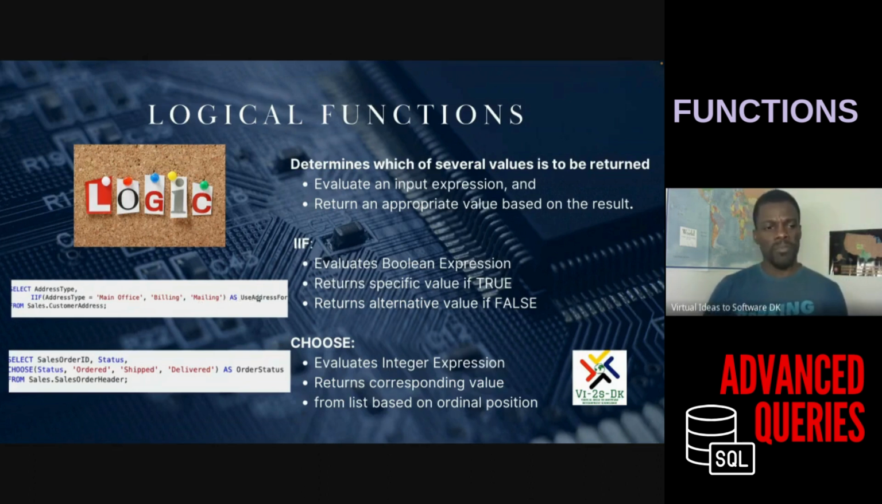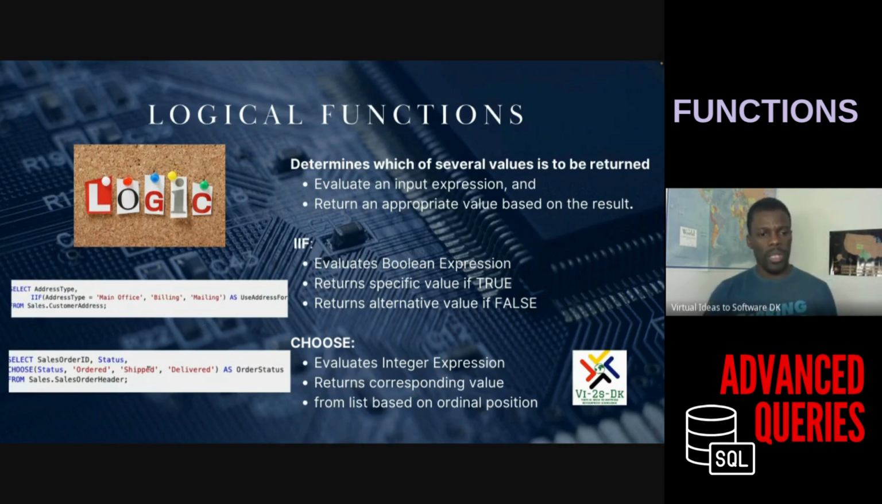All right. So again, it's checking this column address type. If the address type has main office in there, it's going to return it as billing for this column. Otherwise, if there's no main office in there, if it's typed differently, for instance, if you have 3 Fs instead of 2 Fs, then you end up having it as your mailing address.